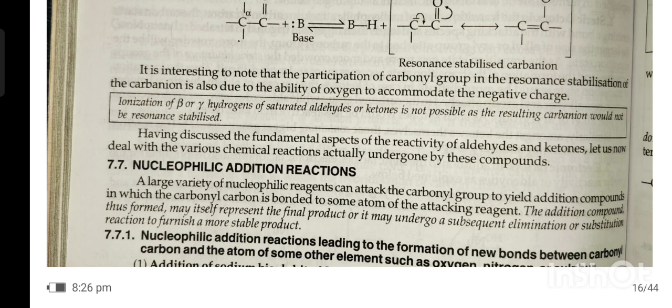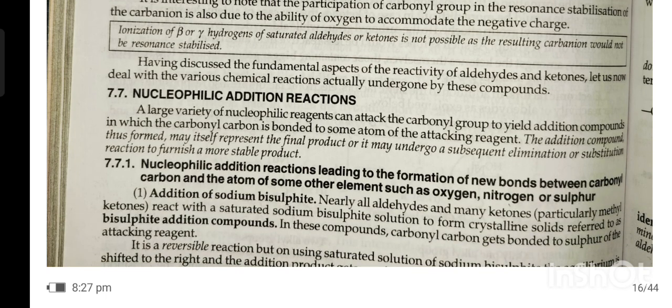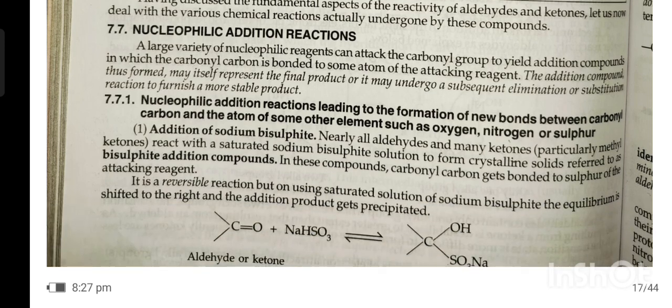Having discussed the fundamental aspects of reactivity of aldehydes and ketones, let us now deal with the various chemical reactions actually undergone by these compounds. Nucleophilic addition reaction. A large variety of nucleophilic reagents can attack the carbonyl group to yield addition compounds in which the carbonyl carbon is bonded to some atom of the attacking reagent. The addition compound thus formed may itself represent the final product, or it may undergo a subsequent elimination reaction to furnish a more stable product.